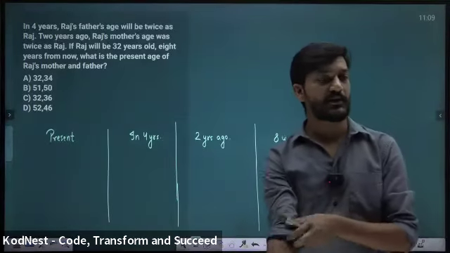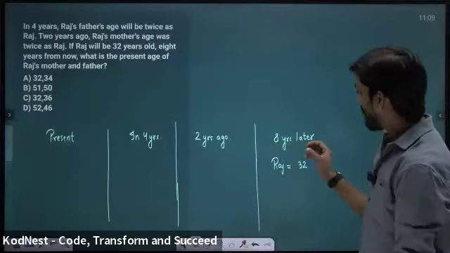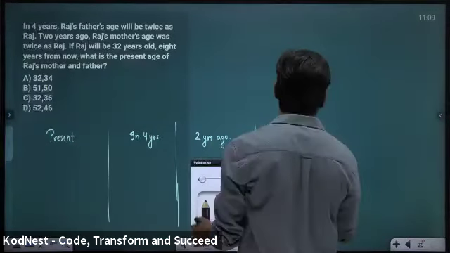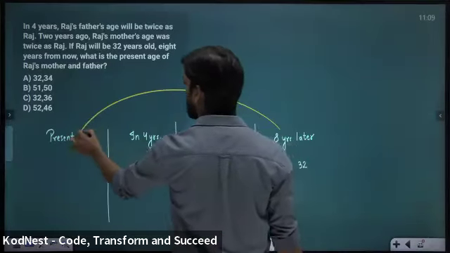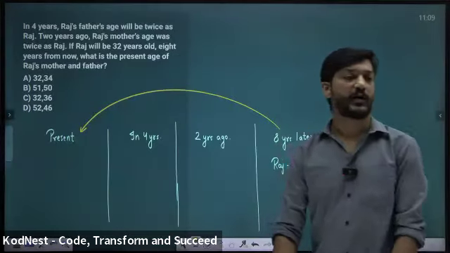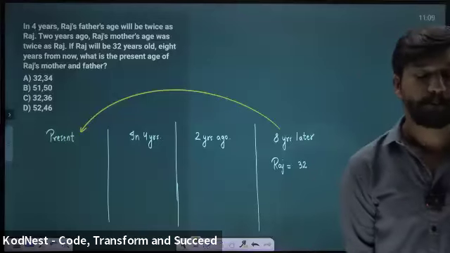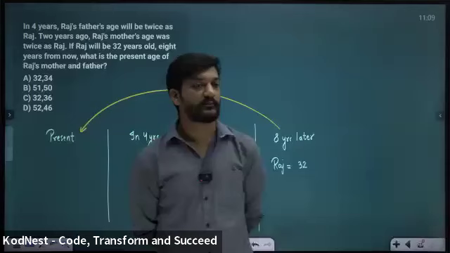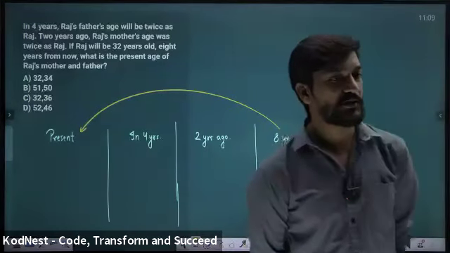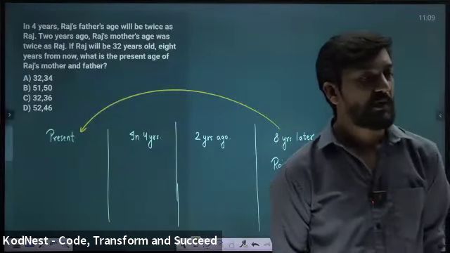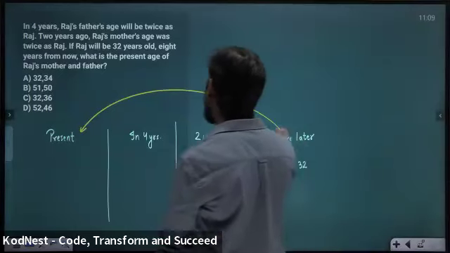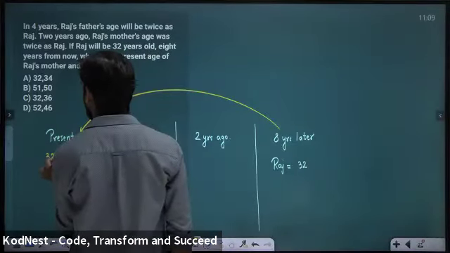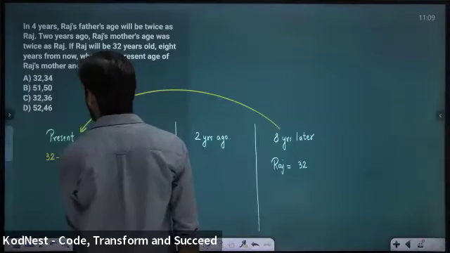All right. So please carefully answer first. 8 years later, this is the age. So what is the present age of Raj? What is the present? Plus or minus? Minus. Okay, minus how much? Minus 8. Because 8 years later and present. So 8 years you have to subtract. So 32 minus 8. That is 24.